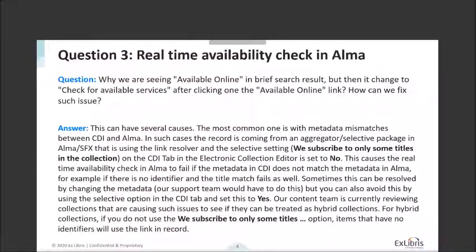This causes the real-time availability check in ALMA to fail if the metadata in CDI does not match the metadata in ALMA. For example, if there's no identifier and the title match fails as well. And just to clarify again, the real-time availability check with ALMA happens if a user is clicking on the full record in the CDI result list. So they're clicking on the full record, it opens the full record, it does a real-time availability check with ALMA. And if it can't find a match on the ALMA side, then it fails. And that means that although the availability setting was full text available in the result list, in the full view, it suddenly changes to not available.